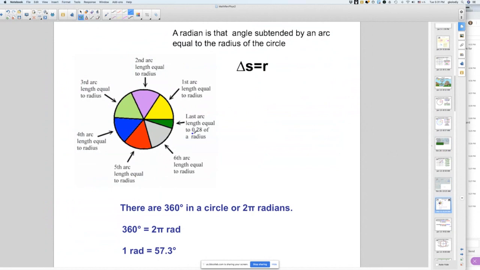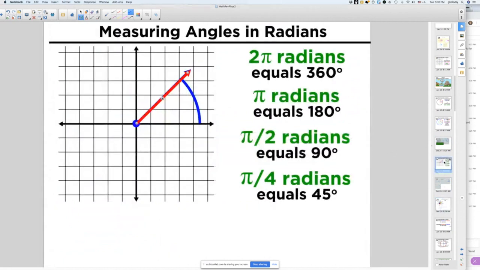6 and a little bit more, 0.28 radians in a full circle. So in this case, 2 pi radians equals 360 degrees. So if I go around like this, come back to the same point, I've rotated 2 pi radians, 360 degrees. Pi radians would be, say, rotated from here to here. Okay, that's pi radians, that angle.